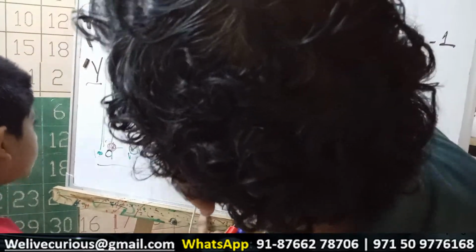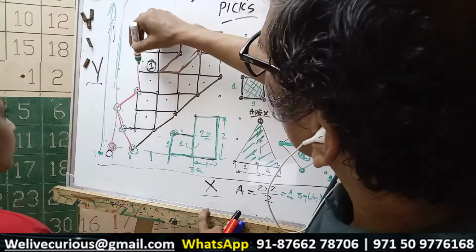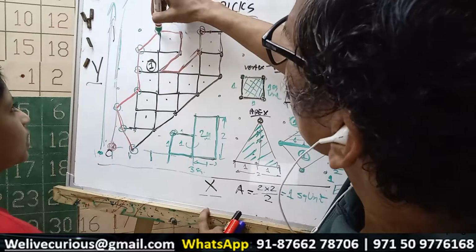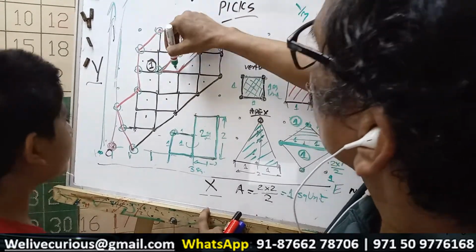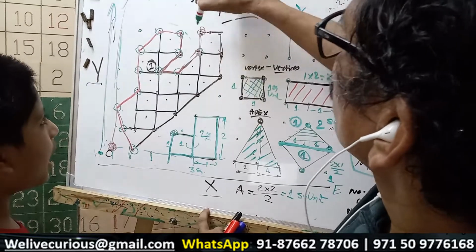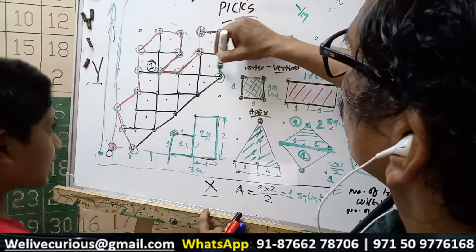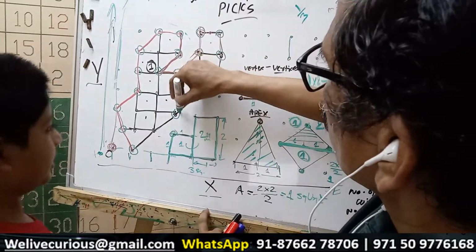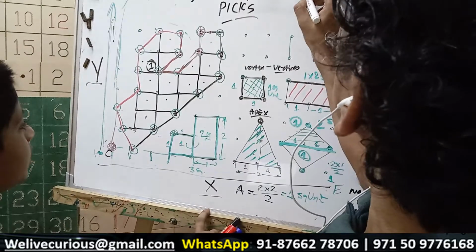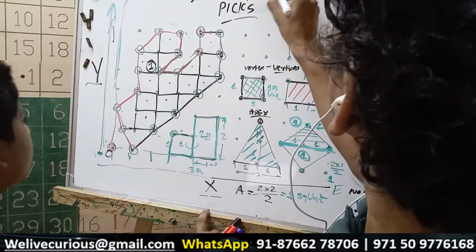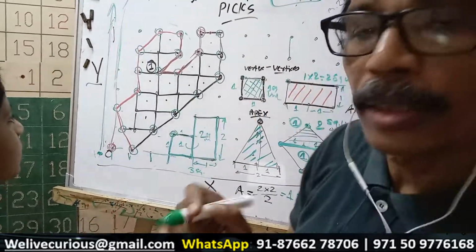Boundary points: 1, 2, 3, 4, 5, 6, 7, 8, 9, 10, 11, 12, 13, 14, 15, 16, 17, 18, 19. 19 border points. B is 19. And now the internal points.